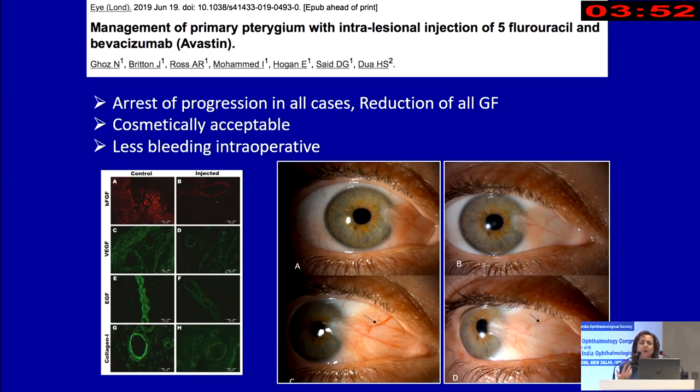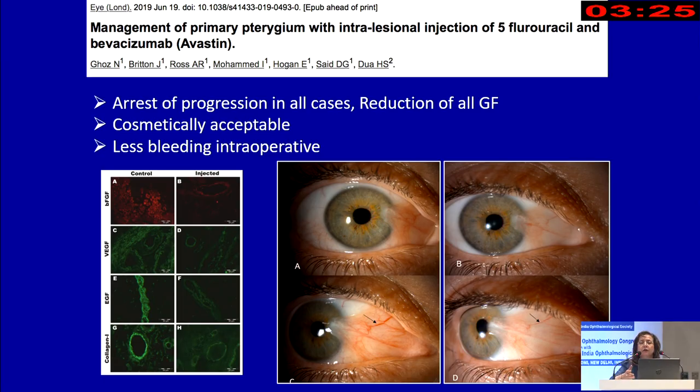And one other thing you can do if you have a very fleshy pterygium, you can actually inject the primary pterygium with 5-FU together with Avastin, or just 5-FU, to reduce the vascularity and the thickness of the pterygium, and that has been shown to have a much better effect, with reduced VEGF and other factors of inflammation and promotion of epithelialization.